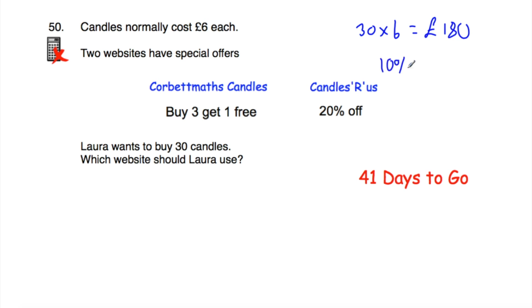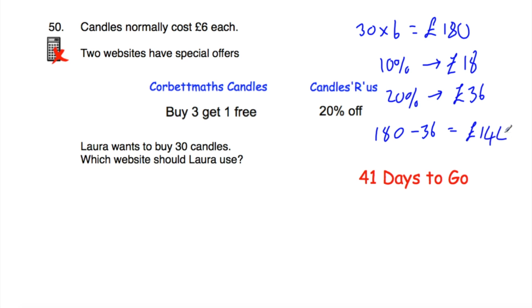let's find 20%. I'm going to find 10% to begin with, because this is a non-calculator question. So 10% is equal to 18, just dividing by 10. So 20% will be double that, and double 18 is 36. So 20% is £36. Now we just need to take that away, so we're going to do 180 take away 36, and 180 take away 36 is equal to £144. So the price in Candles R Us would be £144.